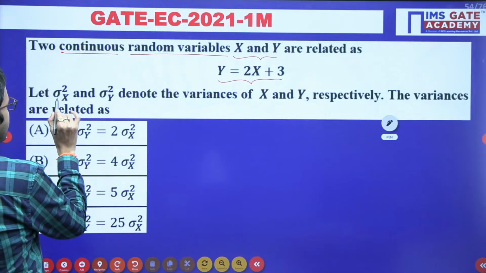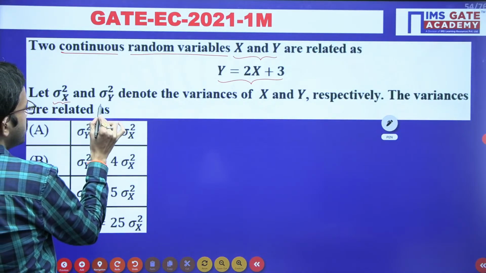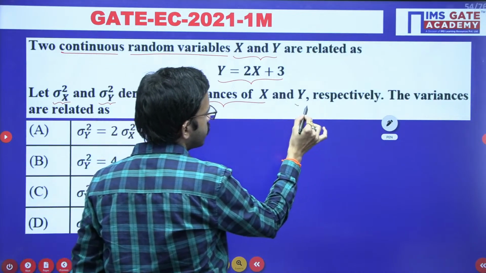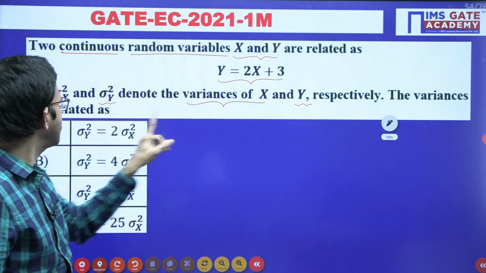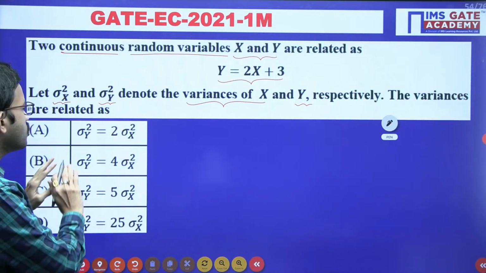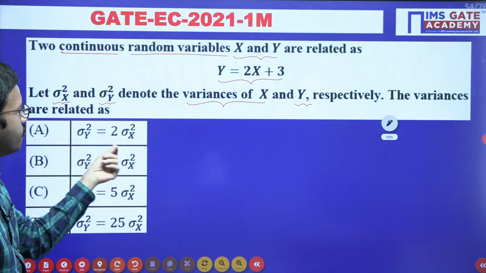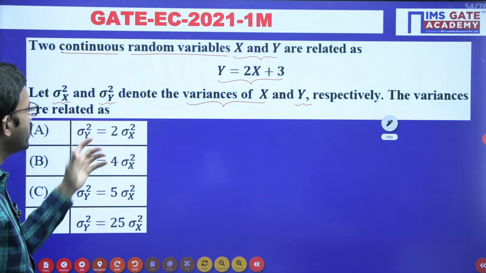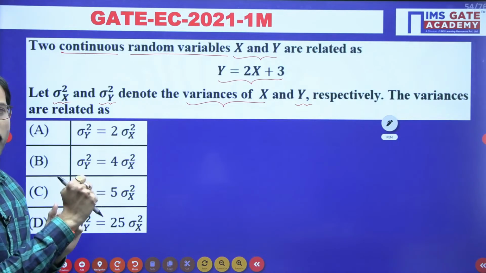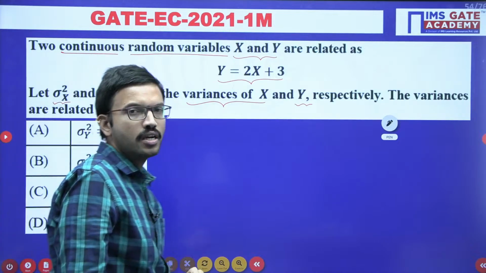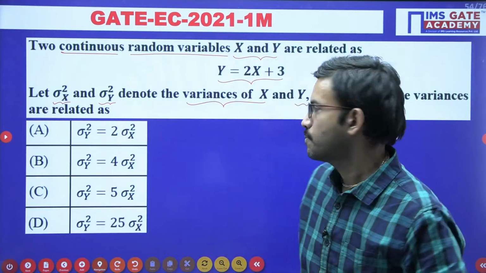And here they have mentioned sigma x square and sigma y square are the variance of x and variance of y. Okay, variance of x is sigma x square and variance of y is sigma y square. And here they have given 4 choices in terms of variance of x and y. Whichever relation is correct, that you have to choose. This is the MCQ question. Obviously one option will be correct, right?